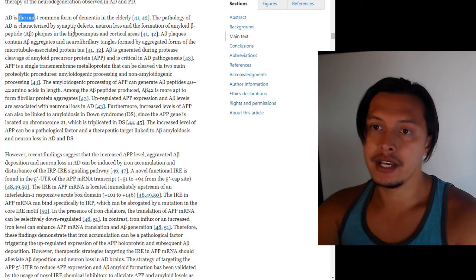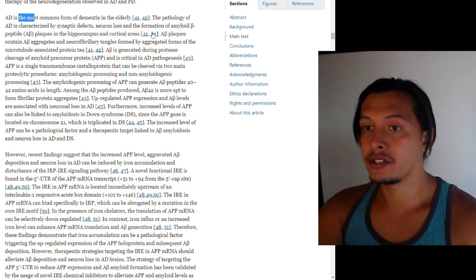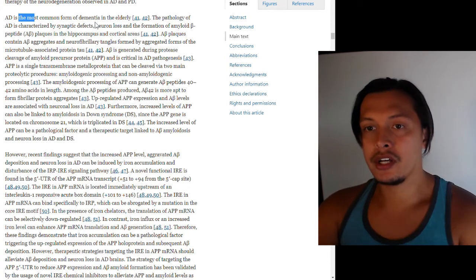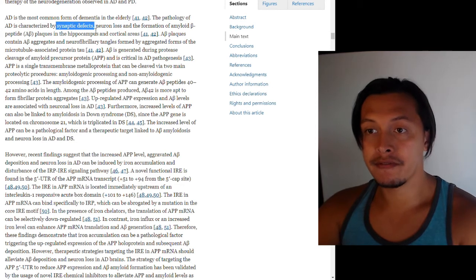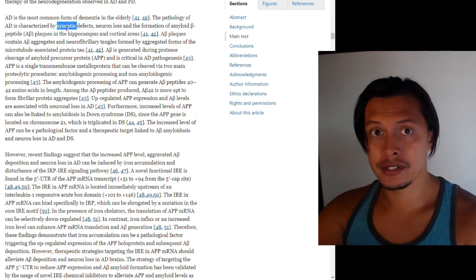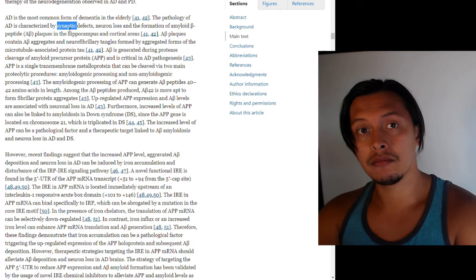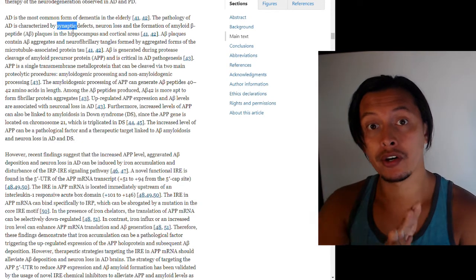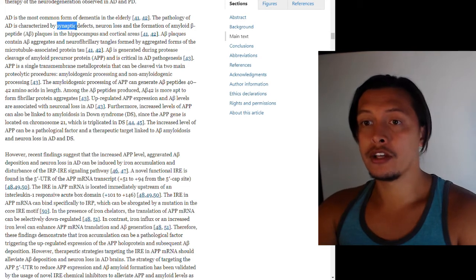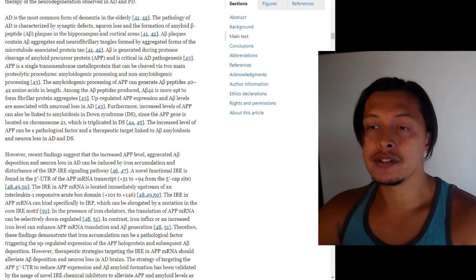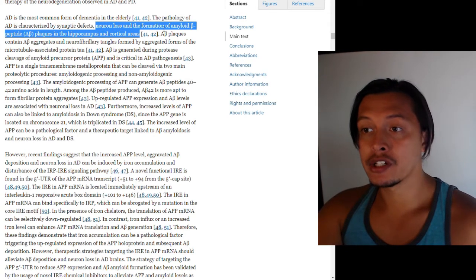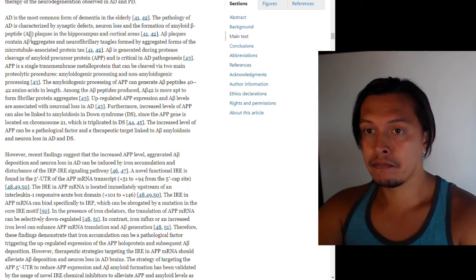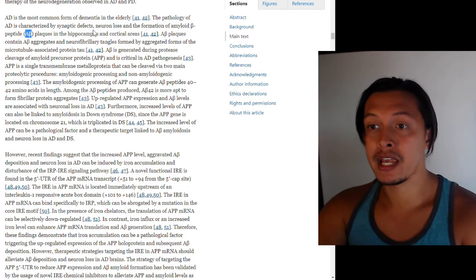So AD is the most common form of dementia in the elderly. The pathology of AD is characterized by synaptic defects. So the synapses are where your nerves meet to send signals from one nerve to another. So you can have defects in the synapses, and then you can have neuron loss and the formation of amyloid beta or A beta plaques in the hippocampus and cortical area.